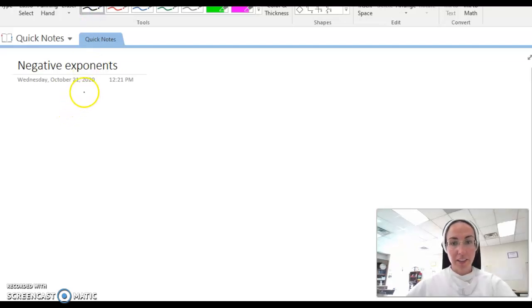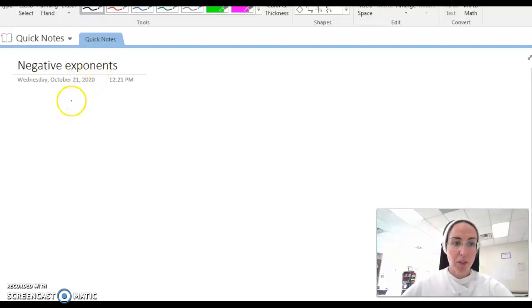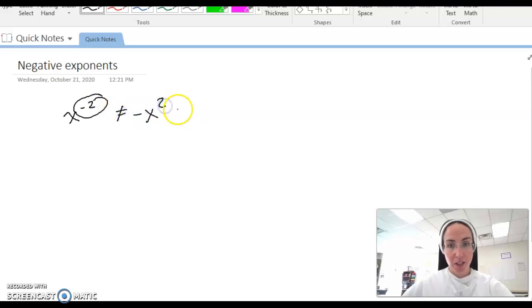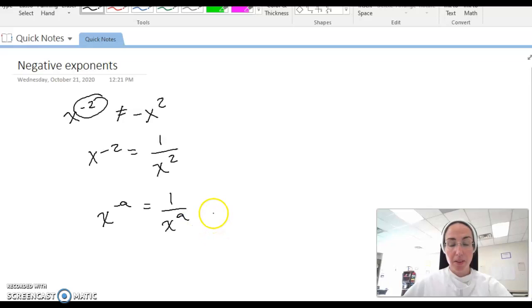Hi, this is how to do negative exponents, which is a commonly missed quiz question on our last quiz. So let's say I have x to the minus 2. This negative does not mean the same as negative x to the positive 2. What it does mean is 1 over x squared. So in general, if you have x to some negative power, it's 1 over x to the positive power.